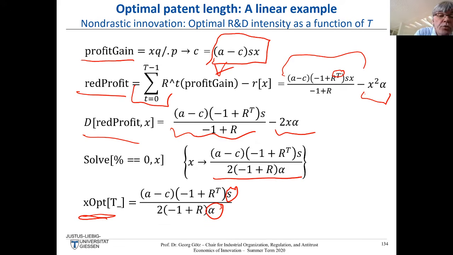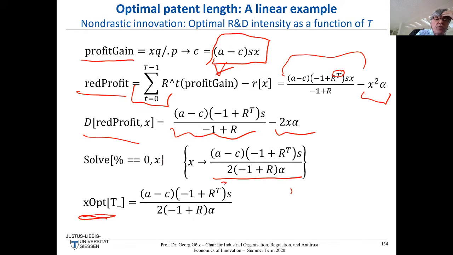Don't be confused by how Mathematica writes that. They put a minus here. You could just turn this around with a plus and a minus if you multiply both the numerator and the denominator by -1.